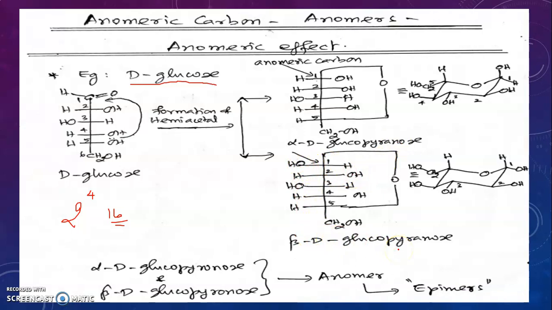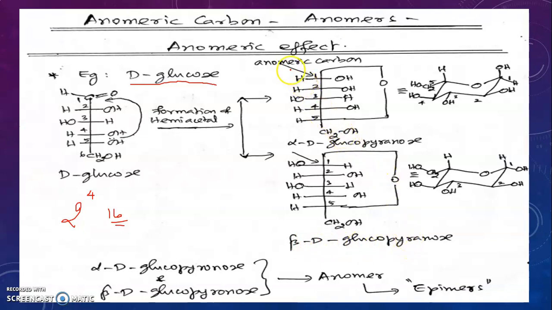Are you clear? Listen, in the open chain structure, carbon 1 is not a chiral carbon. But when the compound forms cyclic hemiacetal, carbon 1 becomes a chiral carbon. In this chiral carbon, the OH group may be present on the right hand side of the Fischer projection or the left hand side. If the OH group of carbon 1 is on the right hand side in the Fischer projection, it is called alpha D glucopyranose. If it is on the left hand side, it is called beta D glucopyranose.